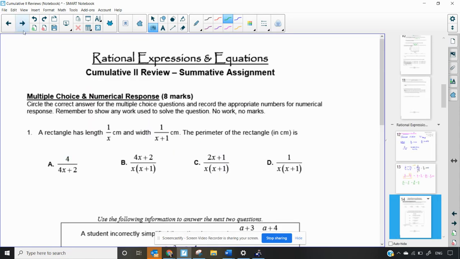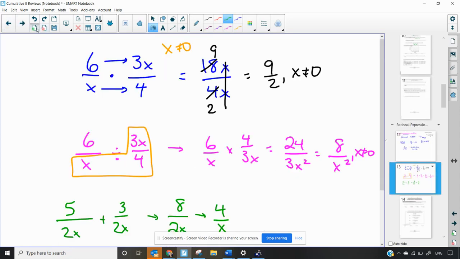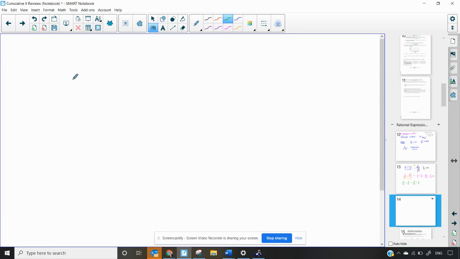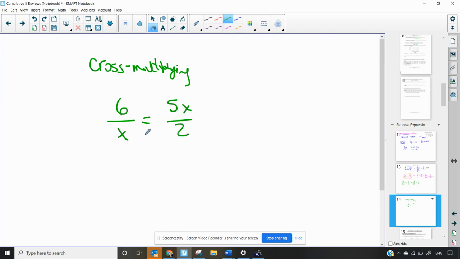Once we finished with expressions, then we got into solving equations. And with solving equations, we had 2 methods for solving. One was a special case, though, and that was cross-multiplying. And with cross-multiplying, this only worked if I had a fraction set equal to a fraction. So if I had 6 over x equals 5x over 2, then I could cross-multiply. 6 times 2 is 12, and 5 times x is 5x squared. So I'd have 12 equals 5x squared, and then I could divide by 5 and square root to get my answer.